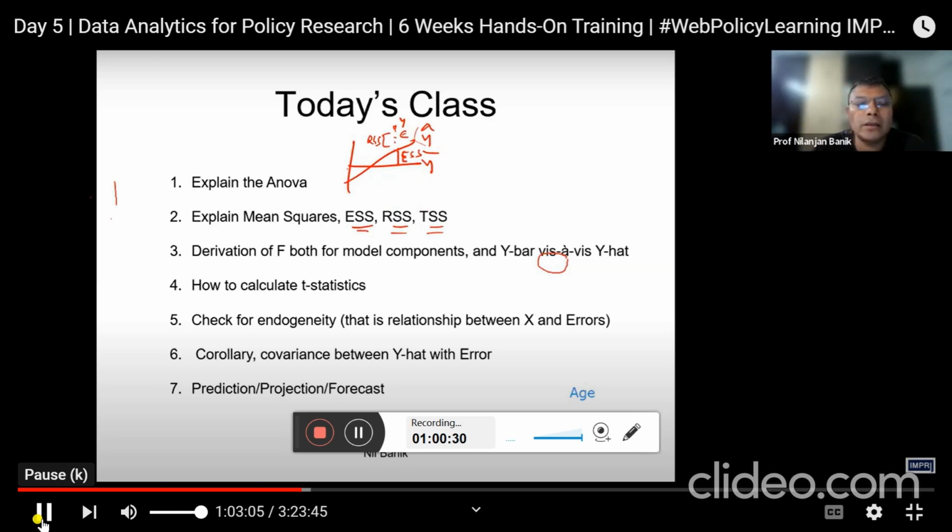We are going to talk about the F test and T statistics and try to see what the use of the F test is. We are going to talk about the T statistics. We are going to talk about a check for endogeneity.